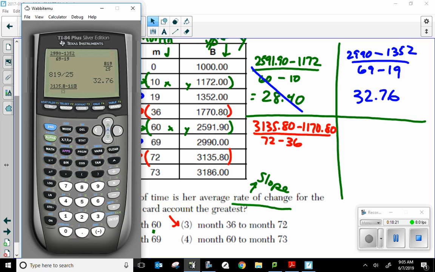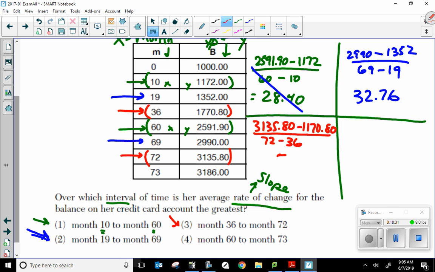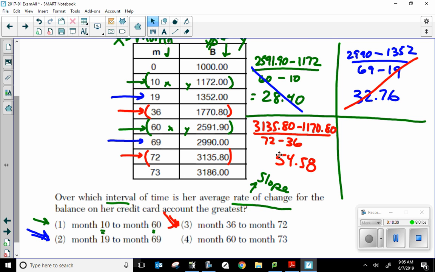Minus 1170.8 all over 72 minus 36. Ooh, 5458. Wow. 5458. Number 3 looks like it's bigger slope. Let's try last one. Last one.